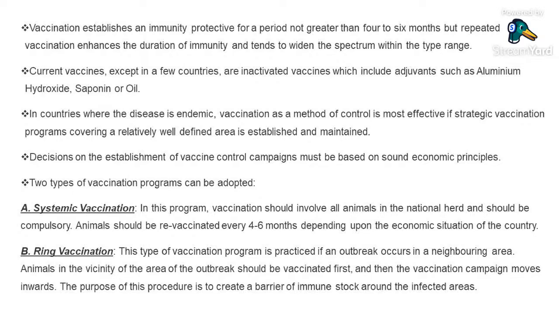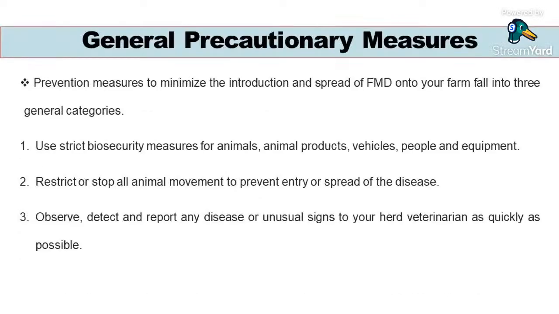And second is the ring vaccination. This type of vaccination is practiced whenever there is an outbreak, and we do vaccination in the vicinity, in the nearby areas, then we go inside the area and vaccinate. The purpose of this vaccination is to create a barrier of immune stock around the infected area, so the disease does not get spread to other areas.